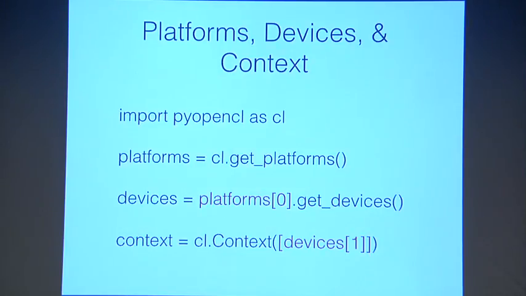So the platforms, devices, and context: you get your PyOpenCL platforms, and then you say, okay, I'm going to get the devices from a particular platform. Usually you'll just do platforms[0]. There'll be one platform. This will return a list, but you'll just have one element. Find all the devices, and then depending on which device you want to use, you may have to actually put a value in here.